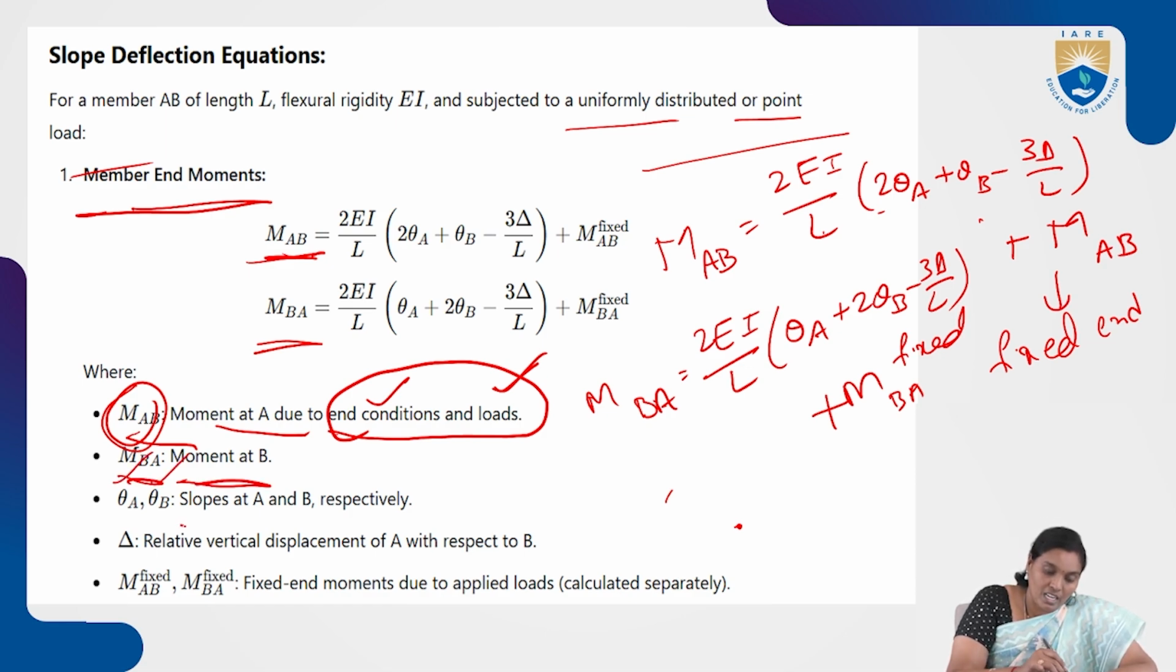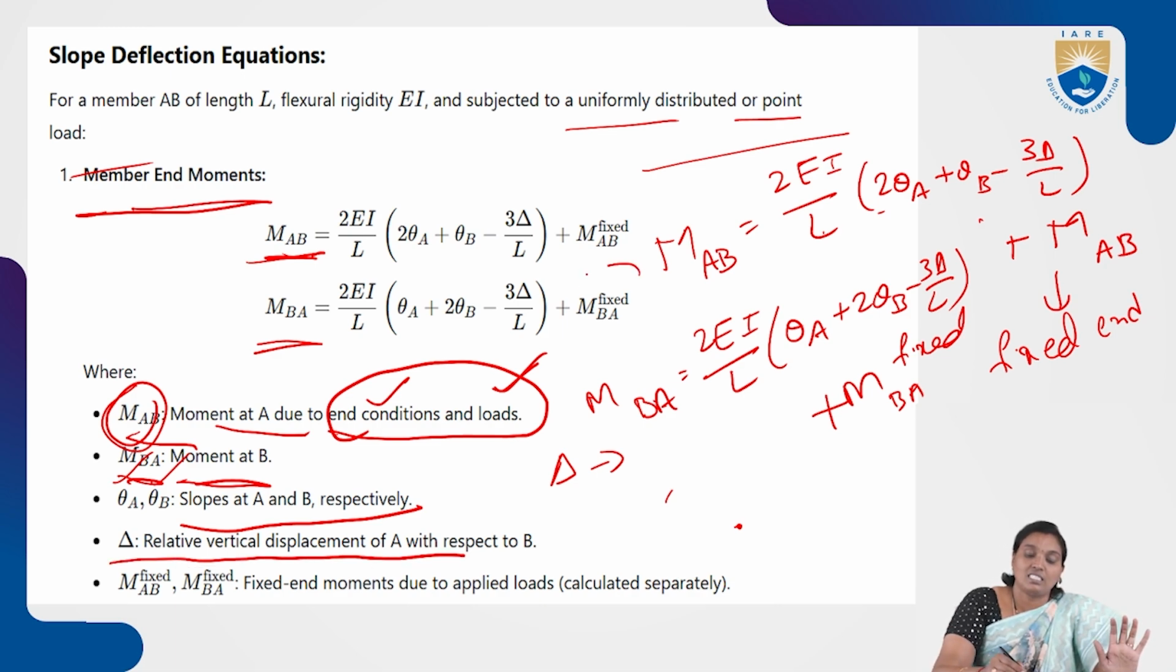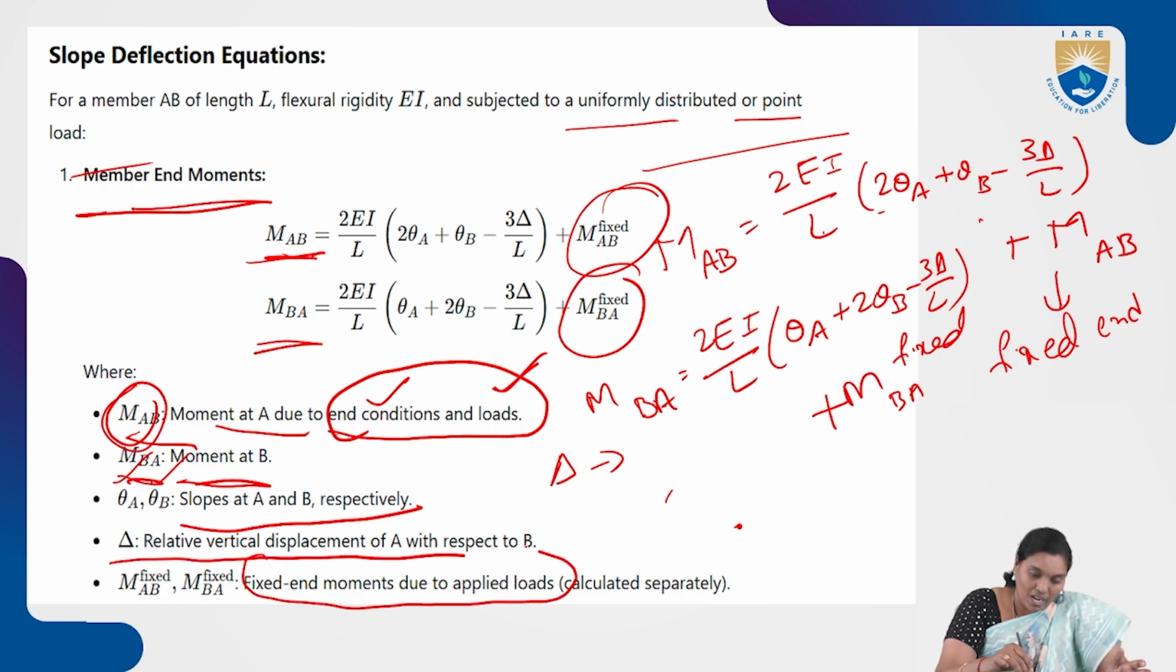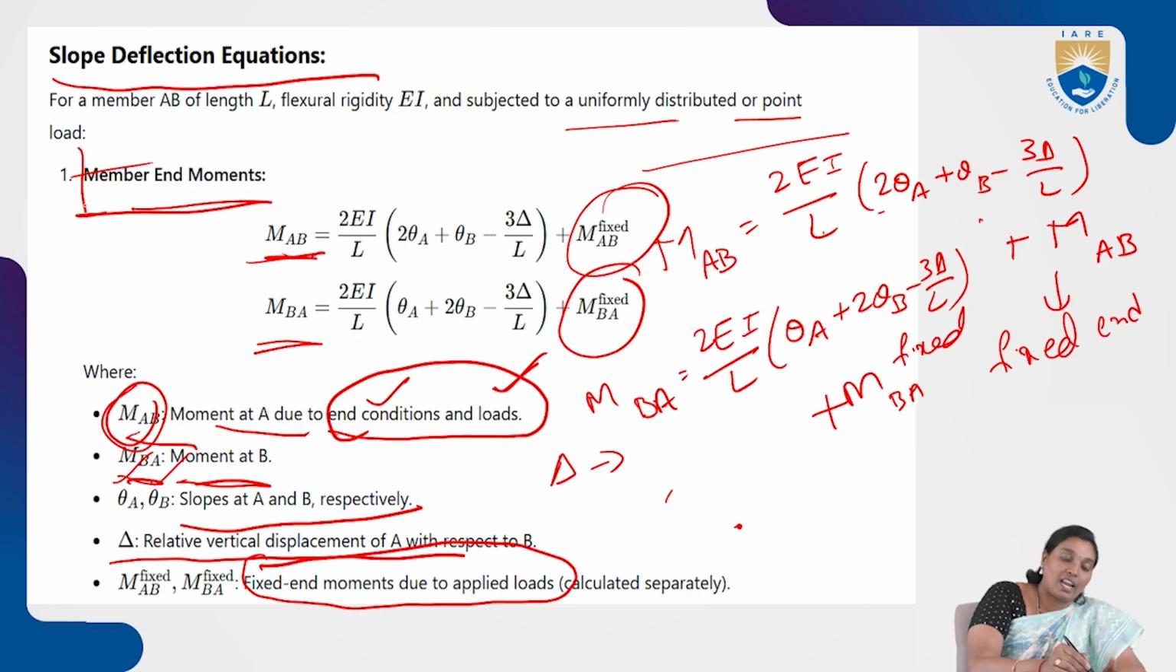These theta A, theta B are the slopes at A and B respectively. This delta is nothing but the displacement, the relative displacement of A with respect to B. So this is the displacement which we are going to consider. These fixed M_AB and fixed M_BA are the fixed end moments due to the applied load. We are going to calculate them separately. These are the slope deflection equations. It depends upon the load and end conditions of that particular member, and the fixed end moments involved. So based on that we get these member end moments.